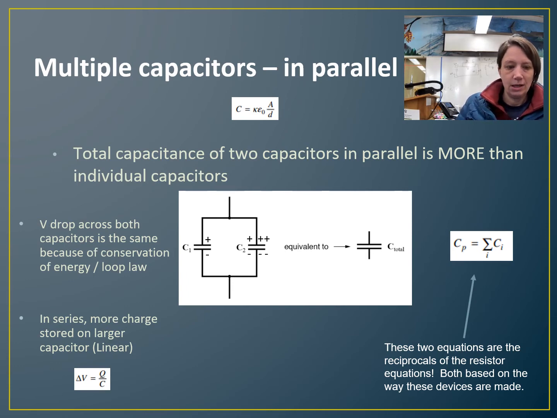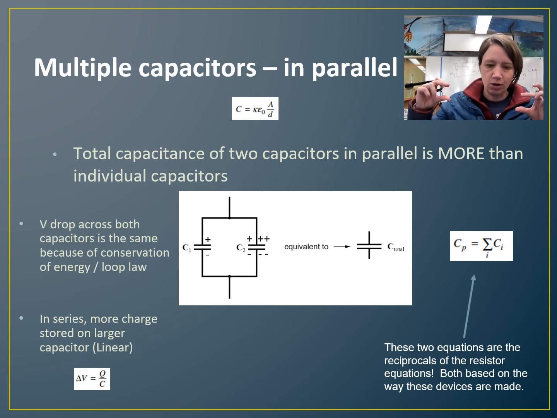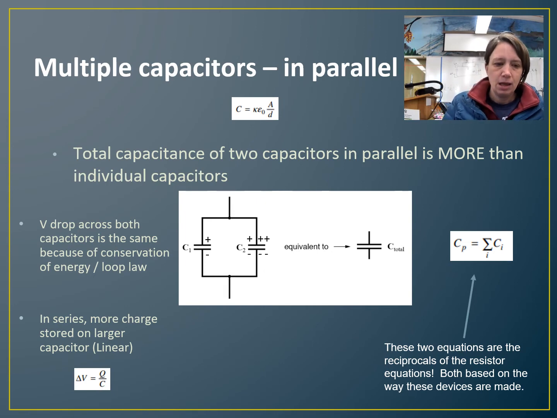So in the diagram shown, let's pretend C2 is a bigger capacitor, so either the plates are bigger or they're closer. That capacitor is going to store more charge on its plate than the smaller capacitor for the same given voltage. So realize that relationship works this way when you're connecting capacitors in parallel.